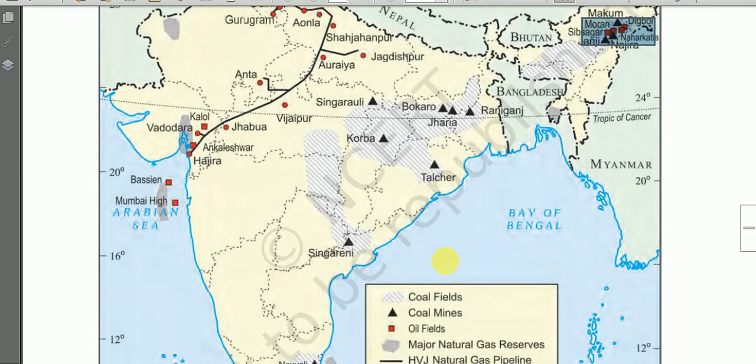You have to examine this map very carefully when you are free, because locations of these important oil fields and coal mines may be asked in the CBSE exam.